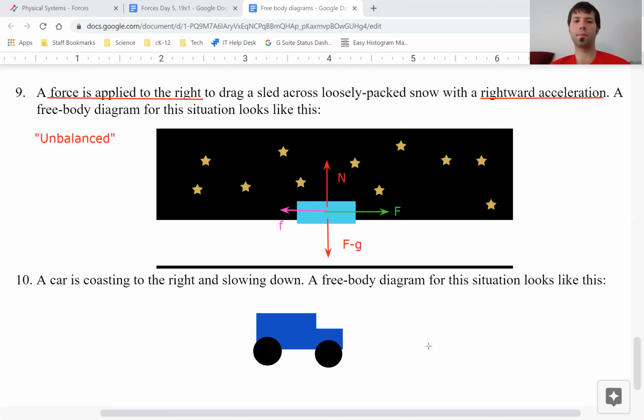It's coasting. You don't know what coasting is. It might be good at this point to look it up. Coasting means that your foot is off the gas. You're moving, but your foot's off the gas. Coasting to the right.